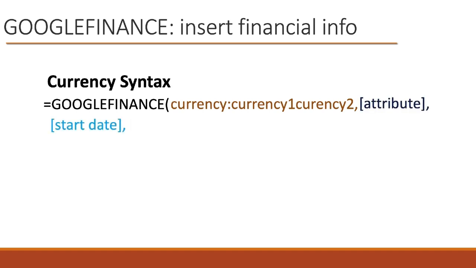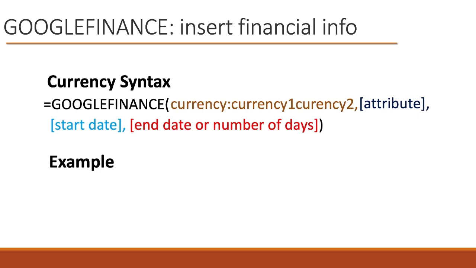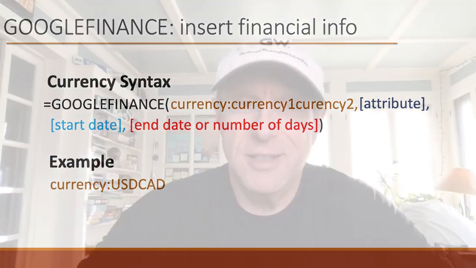And then we have all of the rest of the arguments that we had before. So here's just a simple example. If I want to convert US dollars to Canadian dollars, it's USD CAD. If you're thinking what I was thinking when I first saw this, it was, how the heck am I supposed to know every currency symbol? Well, don't try to guess.